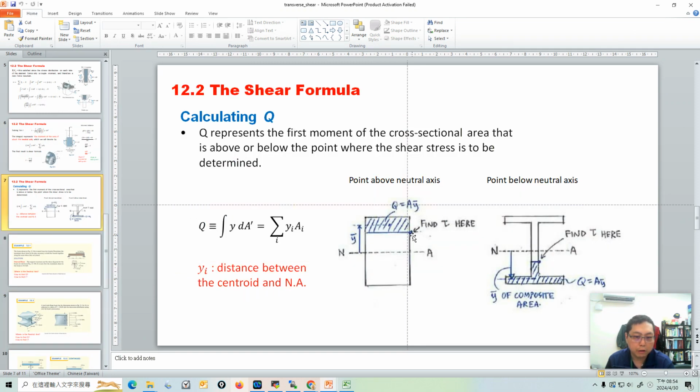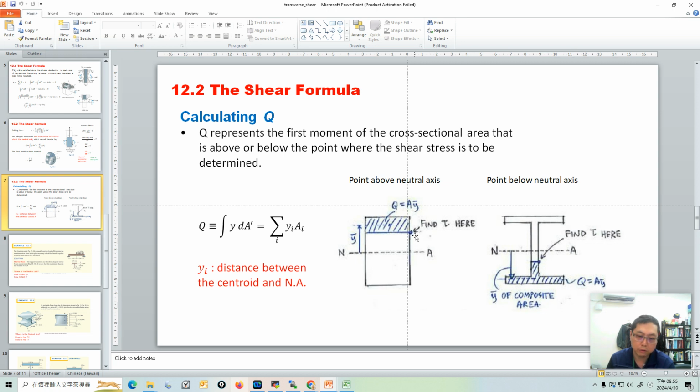Okay. If we are interested in this point and it is above the neutral axis, calculate everything above this point. If your point of interest is here, this point is below the neutral axis, so calculate everything below this point. If your point is above the neutral axis, calculate everything above for the Q. If your point of interest is below the neutral axis, calculate everything below this point for the Q.